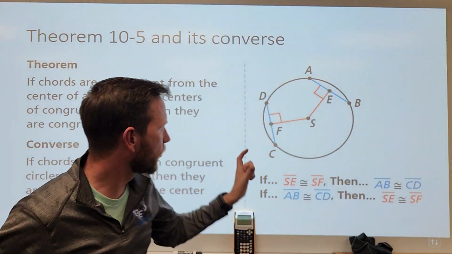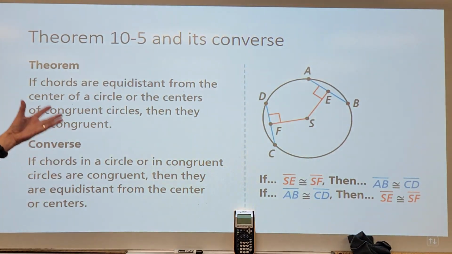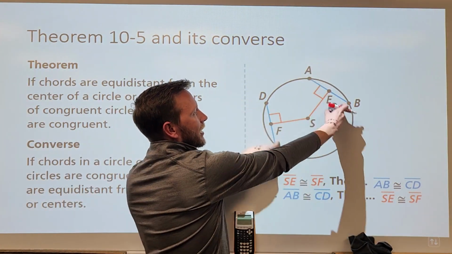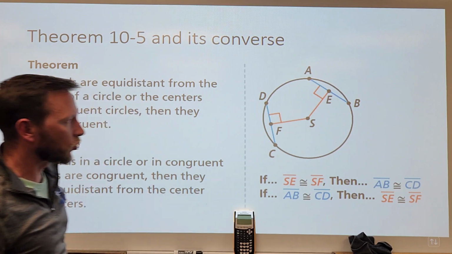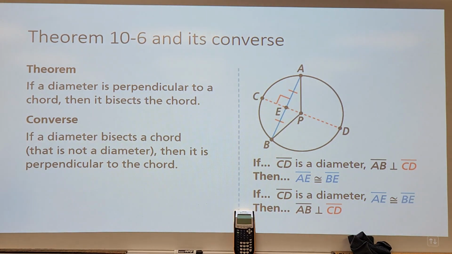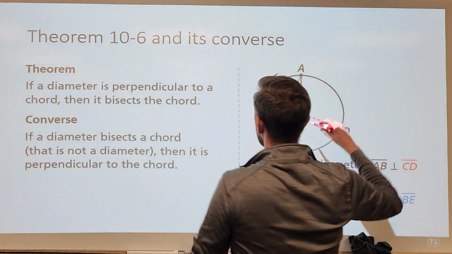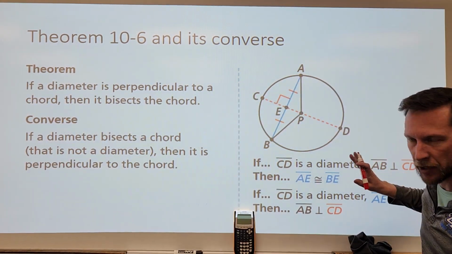All right? That proof shouldn't take us too long either. So I want you to make sure that you see the connection. If these are congruent, then that means that these are congruent as well. Theorem 10.6. If a diameter is perpendicular to a chord, then it cuts the chord in half.